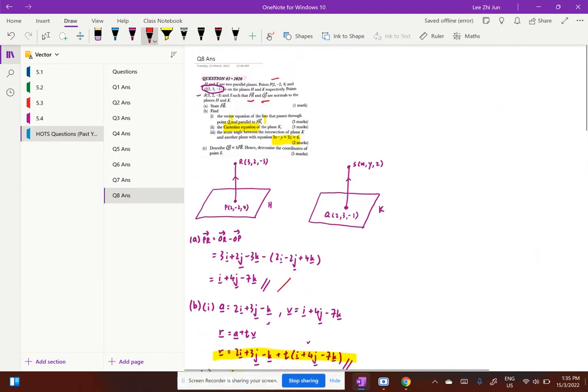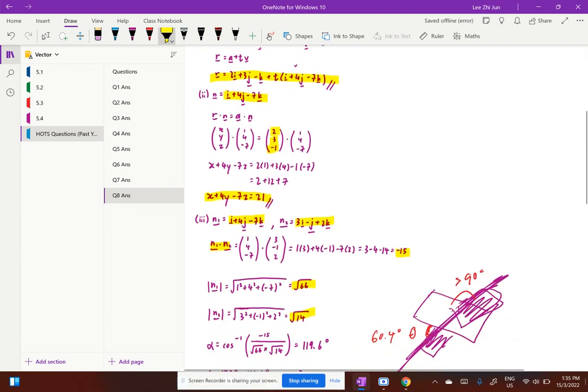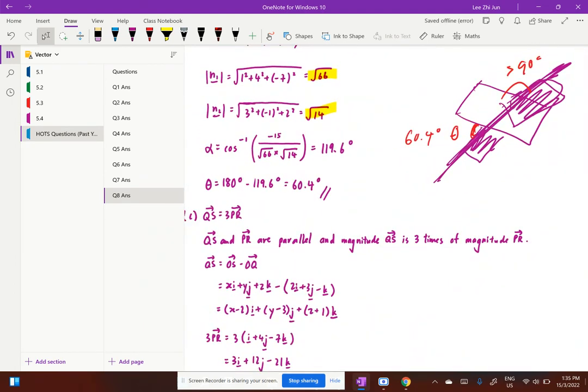Okay, the last. Finally, describe this QS equals to 3PR in theoretical form. So determine the coordinates of point S. So QS equals to 3PR. So in theoretical form, the QS and PR are parallel, and the magnitude of QS is 3 times the magnitude of PR. Just like that.